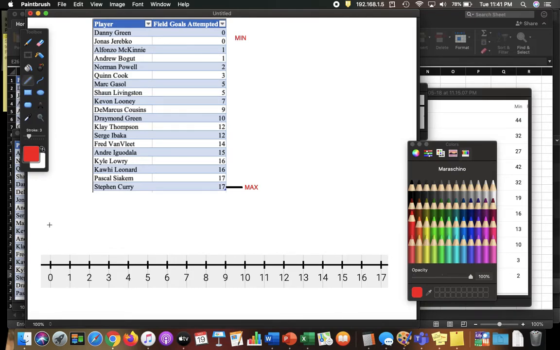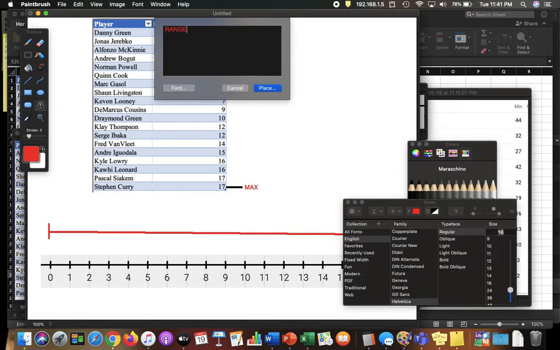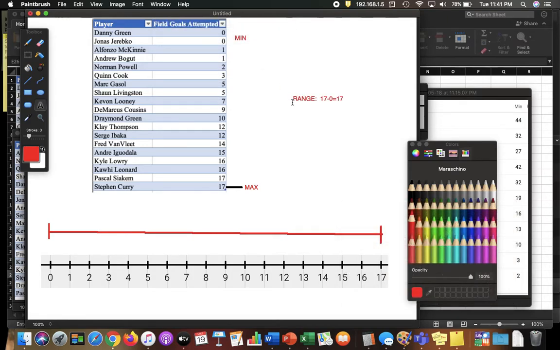I'm going to draw the first whisker over there. Stephen Curry or Pascal Siakam, 17 is our maximum. Let me draw that over here. Then you draw the line here. The range is going to be 17 minus 0, which equals 17. The range of field goals attempted is 17.